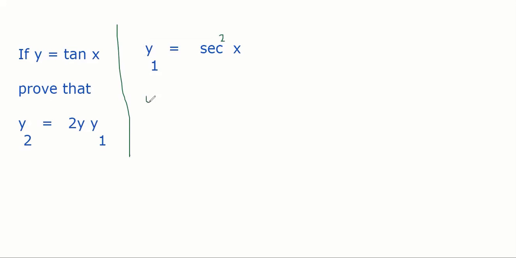Then y2 is equal to 2 secant x dot secant x tan x, because it's a function of function: secant square x means secant x whole square, so it becomes 2 secant x. Right? That's what you said. Yes, sir. And then secant x multiplied with tan x, since the differentiation of secant is secant x tan x. That is y2.